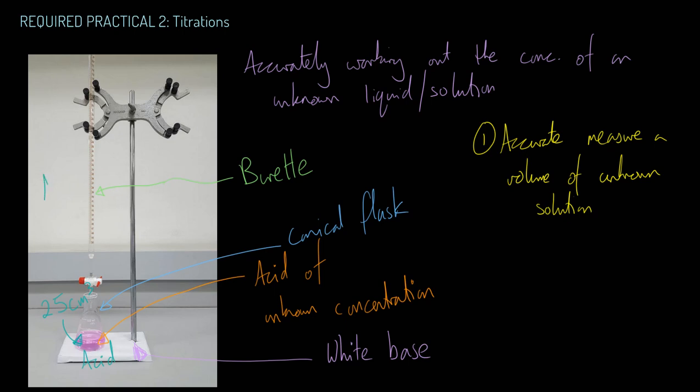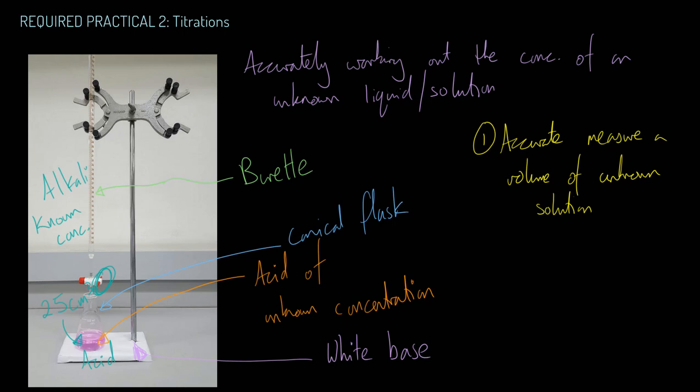Because I said earlier that this was an acid, I am going to need to fill up my burette with an alkali of some kind. This alkali, I will know the concentration. That's a known conc. And then I'm going to turn this little tap at the bottom, slowly add my alkali, and find out exactly how much alkali it takes to neutralize my acid.